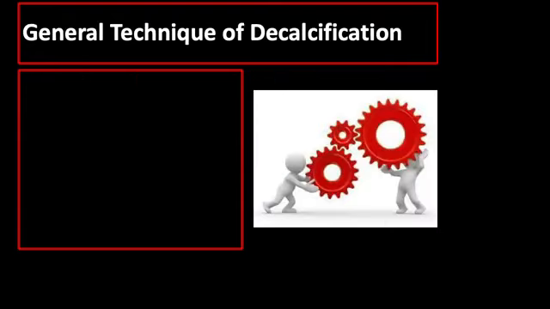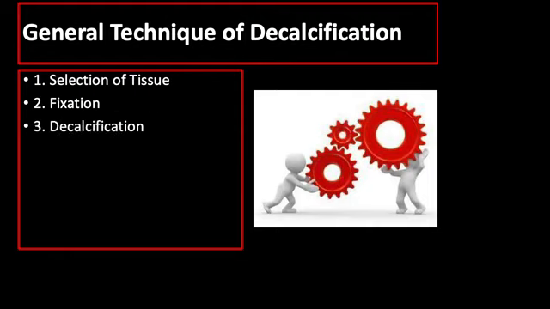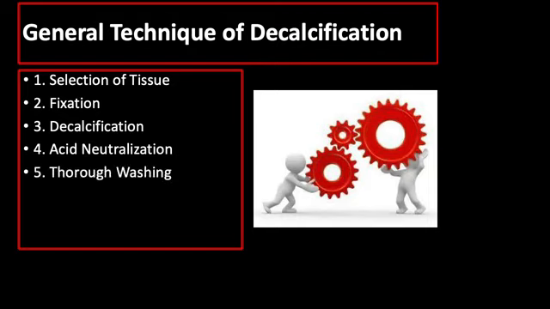And now let us discuss the general technique of decalcification. So there are 5 steps that need to be followed in decalcification. First is selection of tissue, followed by fixation, then decalcification, followed by acid neutralization, and lastly, thorough washing. So let us discuss this one by one.